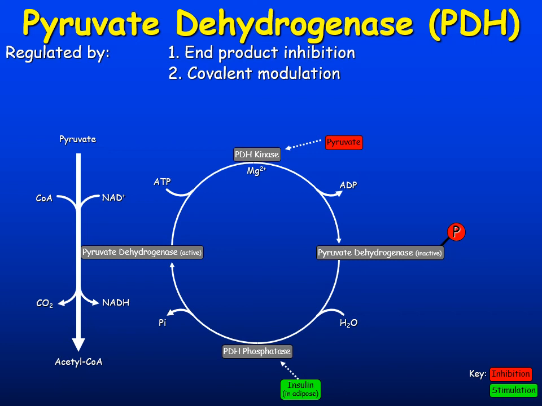Now, in the well-fed state, when you've got glucose flooding into the system, you're also, as a result of that, going to end up with a lot of pyruvate floating around. And pyruvate itself is a direct inhibitor of pyruvate dehydrogenase kinase. Therefore, we keep pyruvate dehydrogenase active, allowing carbon to flux through from pyruvate into acetyl-CoA. And from there, we can either use it as energy in the TCA cycle or store it as fat.